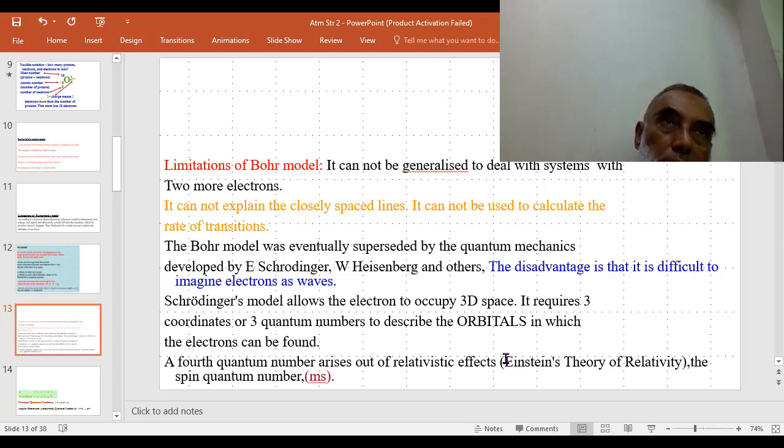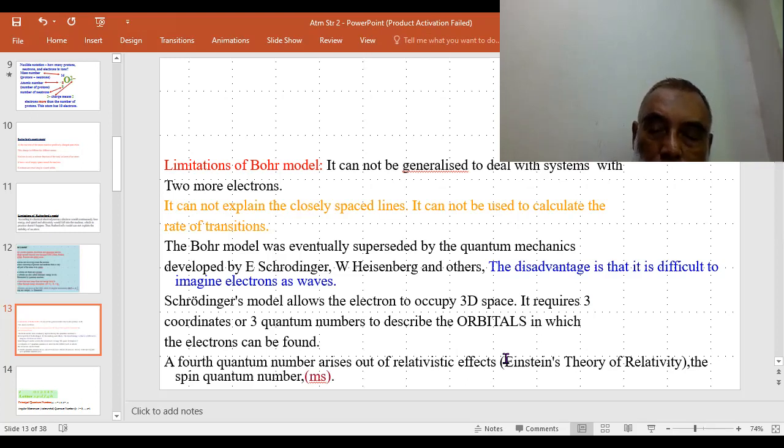The energy level is defined by its principal quantum number n, and the shape of the orbital is defined by its azimuthal quantum number or subsidiary quantum number L, and then the magnetic quantum number defines its position in space in a three-dimensional case.